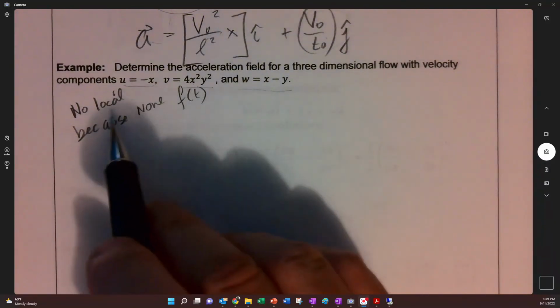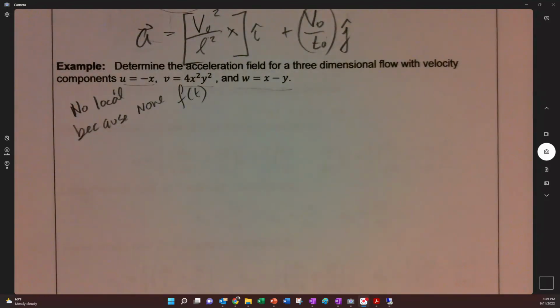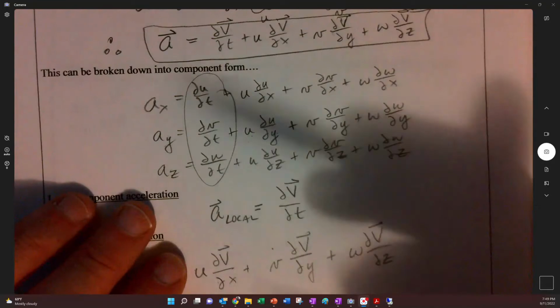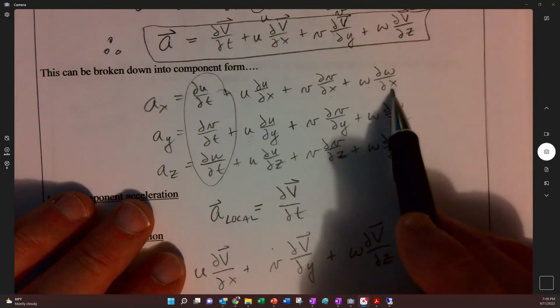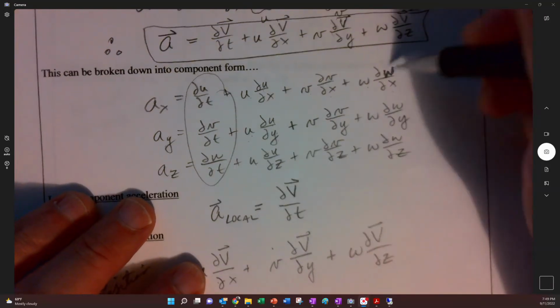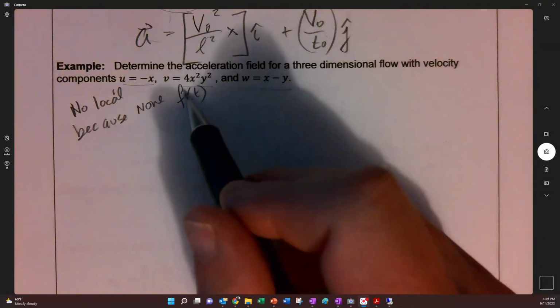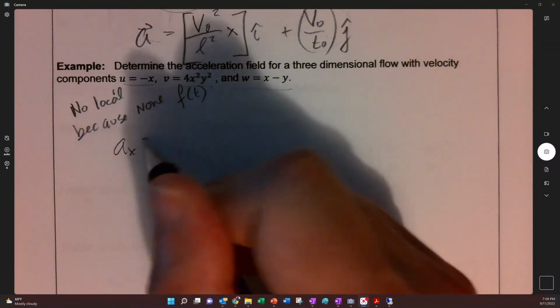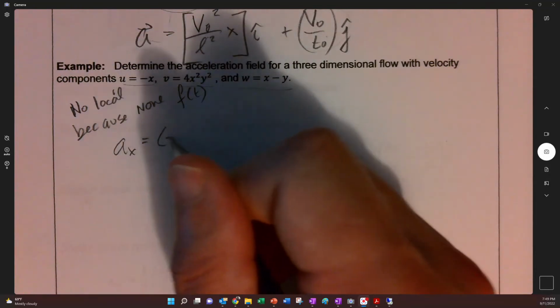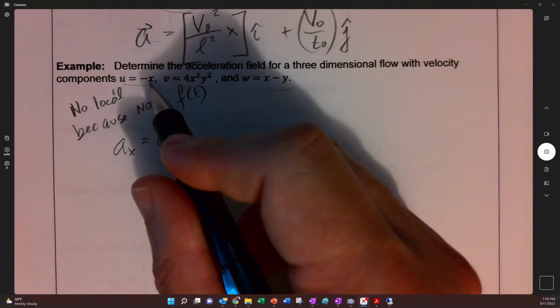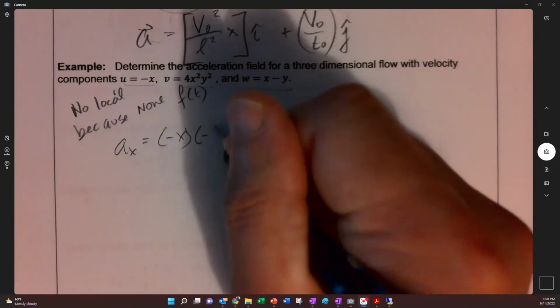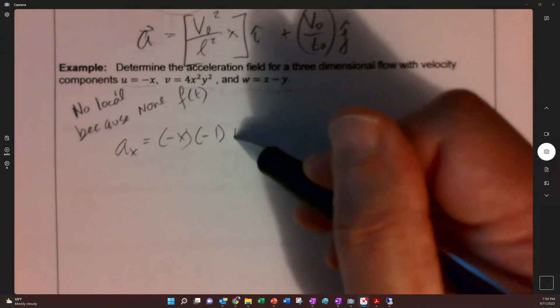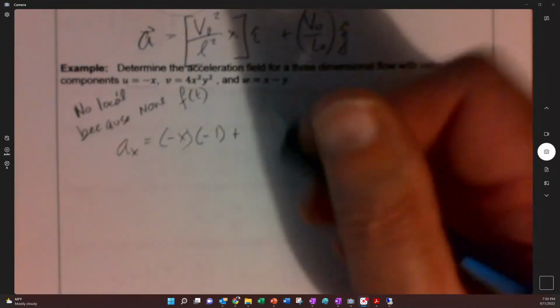So we could just go through them and try to find, using the equations that we have previously noted right here, the u du dx, v dv dx, and w dw dx. And that is not supposed to look like an omega. All right, so taking the x direction, we go u, which is negative x, times del u del x, which is, of course, -1. And we're going to add that to, remember, this is a component, so we've broken the i's and j's and k's separately.